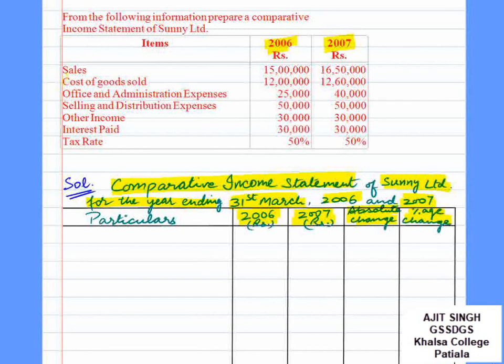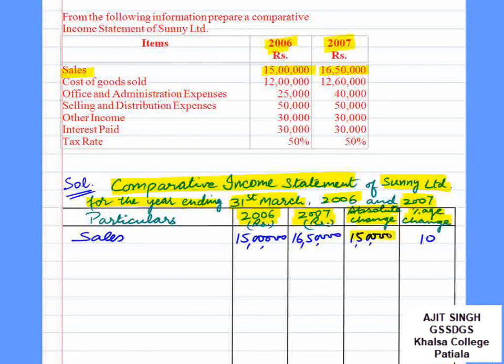First item to be taken is sales. Sales are given of rupees 15 lakhs and 16 lakh 50,000 for 2006 and 7 respectively. Thus absolute change is 1 lakh 50,000 and percentage change comes to be 10%. That is absolute change divided by base year figure, that is 15 lakhs, and multiplied by 100.